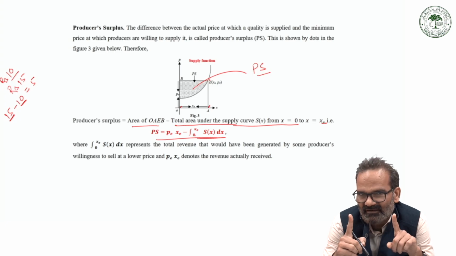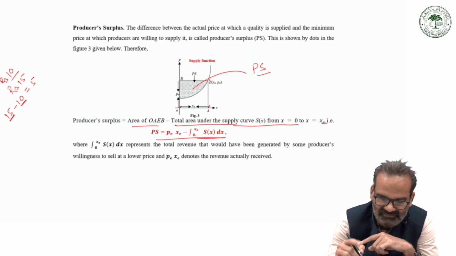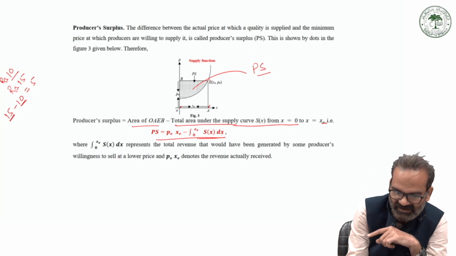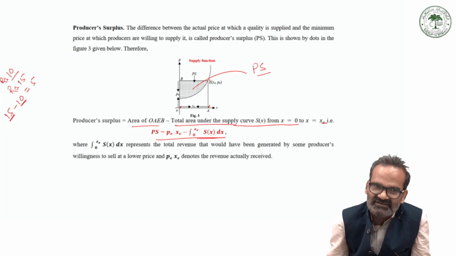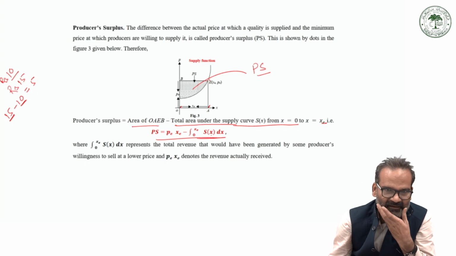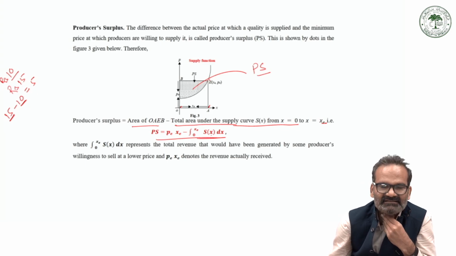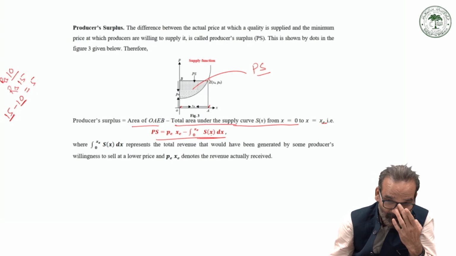with the help of the demand function, and the producer surplus is governed with the help of the supply function. So here, from 0 to xe of s(x) dx, to determine the producer surplus we will always consider the supply function, not the demand function. Where 0 to xe s(x) dx represents the total revenue that would have been generated by some producer's willingness to sell at a lower price, and PE·XE denotes the revenue actually received.